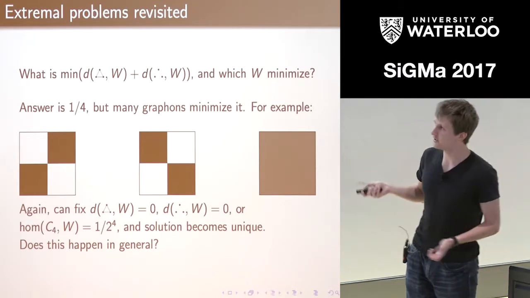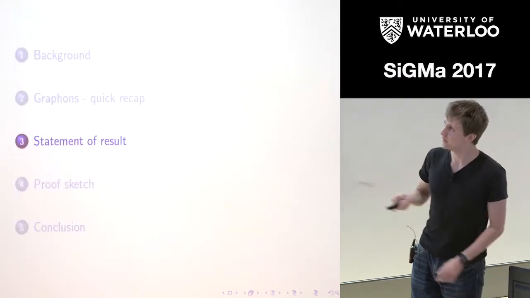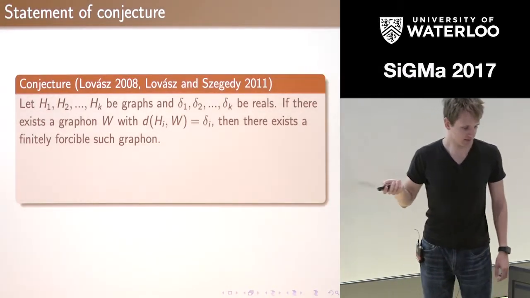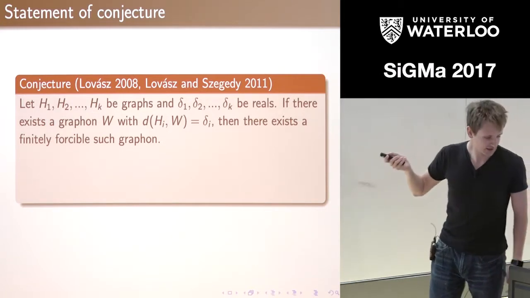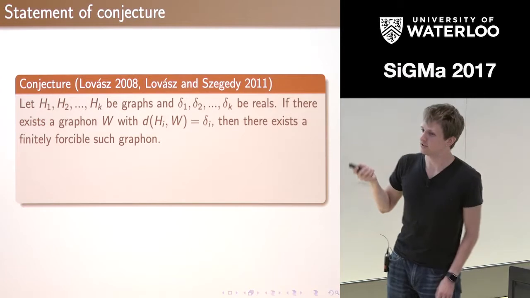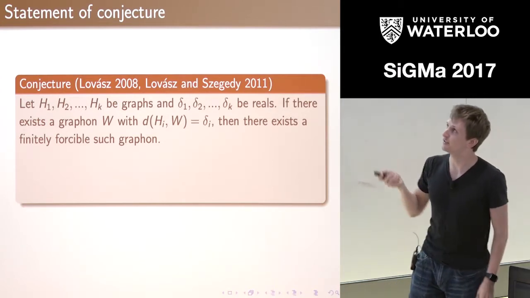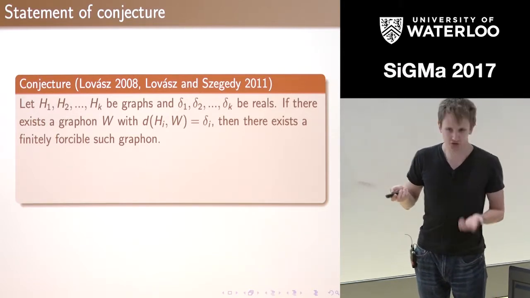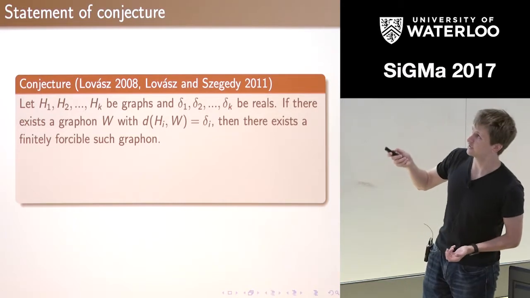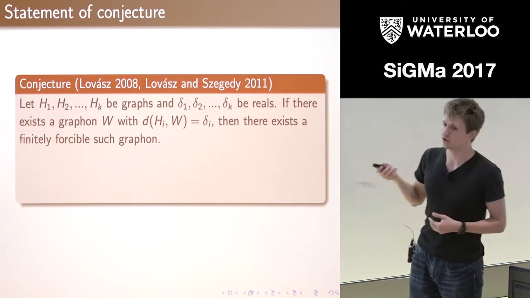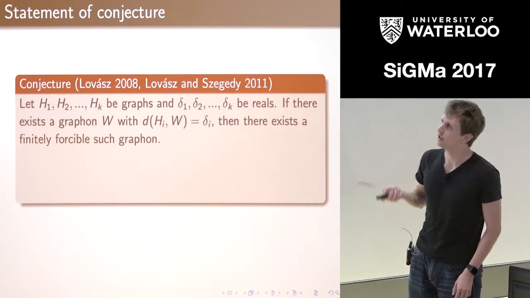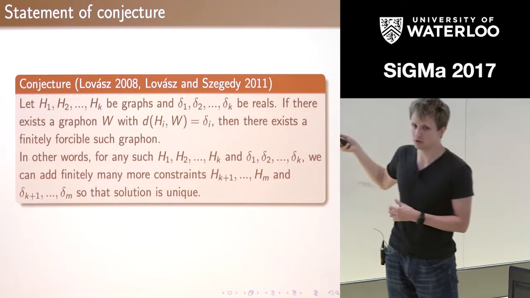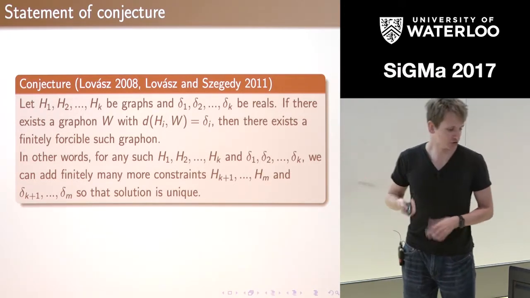So the question we studied is, does this happen in general? So the precise statement of the conjecture, which was conjectured by Lovász and Szegedy, is: given a finite set of graphs H1, H2, ..., Hk, and a finite set of density constraints, delta 1, delta 2, ..., delta k, the conjecture said that if there exists a graphon W that satisfies these density constraints, then there exists a finitely forcible such graphon. This is equivalent to saying that if you have this finite set of constraints, you can add a finite further set of constraints, and then your solution is unique.